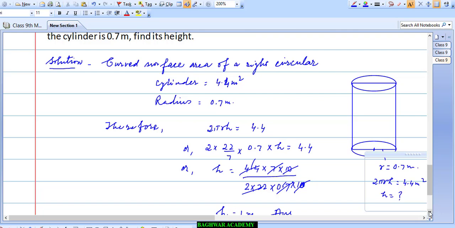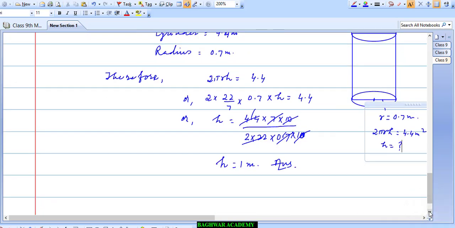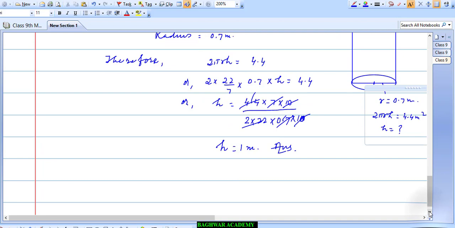And when you are converting 0.7 and 4.4 into fractions, this 10 you will have. Simplify this, you will get 1 meter. So H you have got 1 meter, and this is your answer. So easy it was. I think you have understood, and you will be able to solve similar questions.